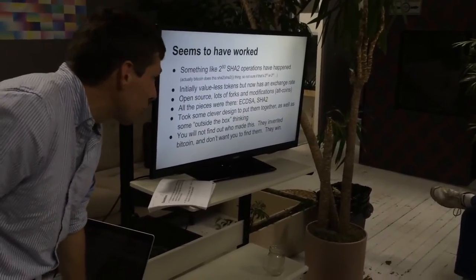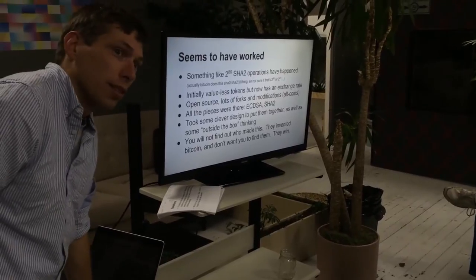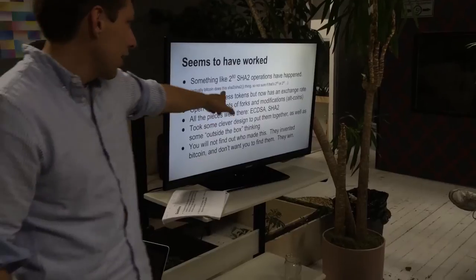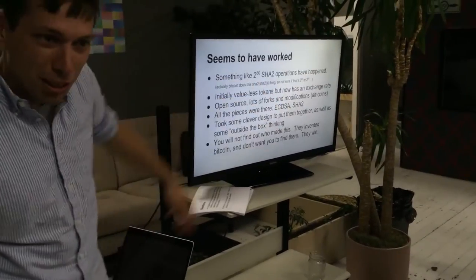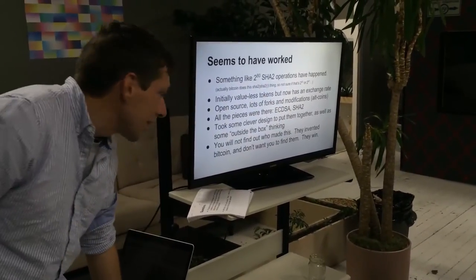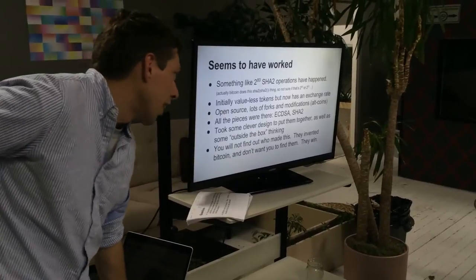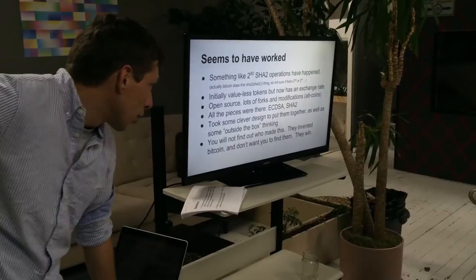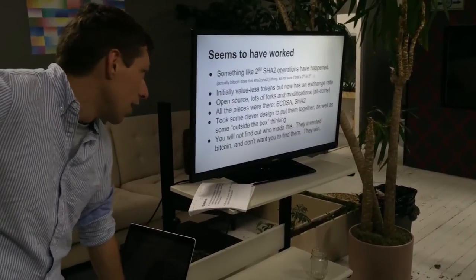So this seems to have worked. Something like 2 to the 80 SHA-2 operations have happened in Bitcoin, which is some ungodly number. I actually don't know because it does SHA-2 of SHA-2, so I don't know if it's 2 to the 80 or 2 to the 81. Anyway, these initially valueless tokens are now worth quite a bit of normal old school money. It's open source, so there's lots of forks and modifications.